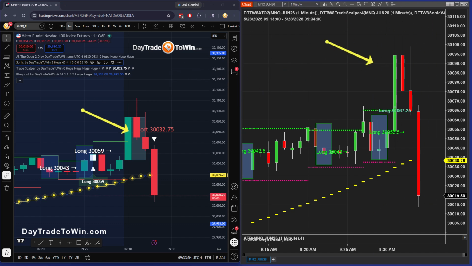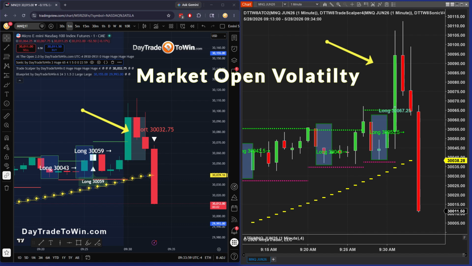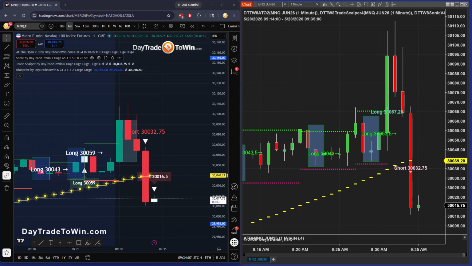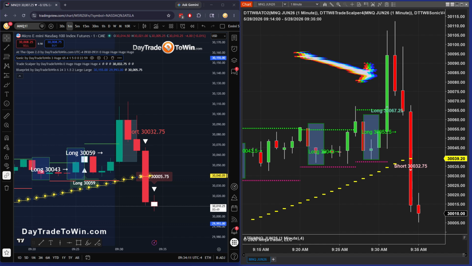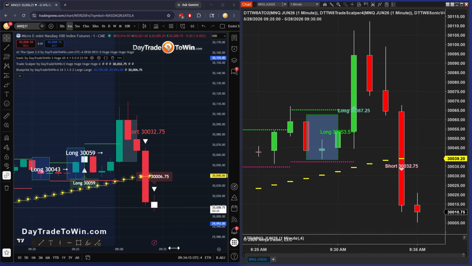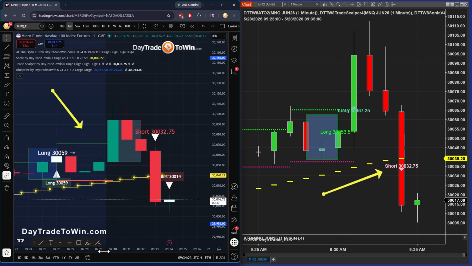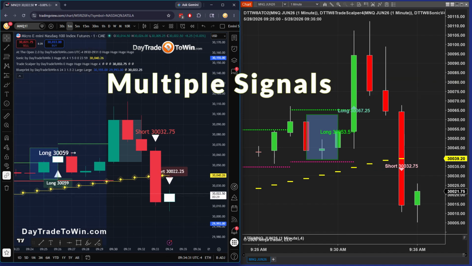First thing I'm going to show you is this huge green candle. Market volatility right at the open is something that always concerns me. That's a fake out bar, that large green candle. So traders jumped in long, got stuck, and now the market's reversing with these short signals. You can see that there is a new short signal here.